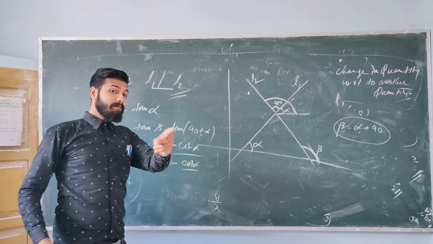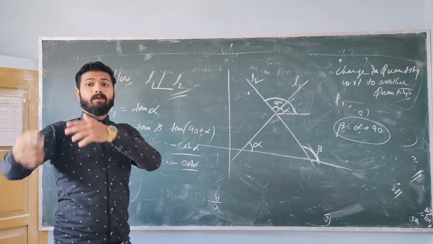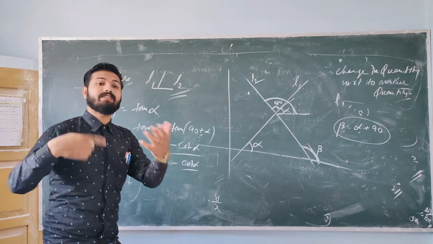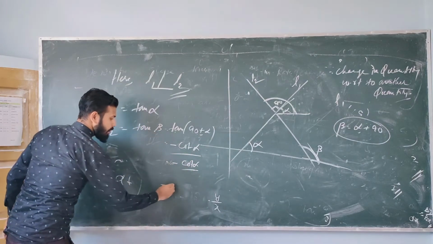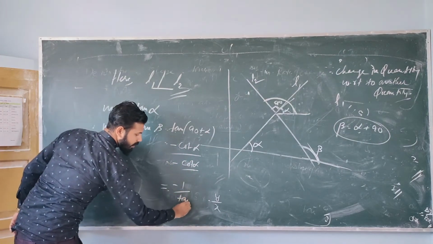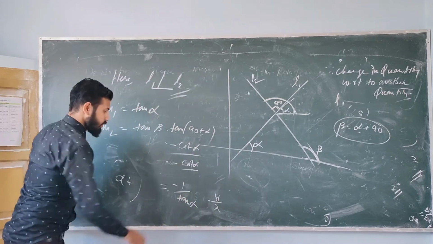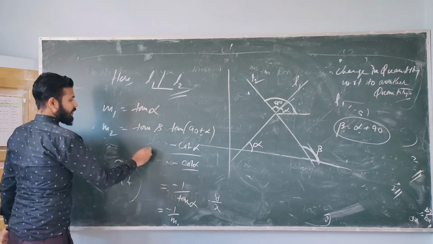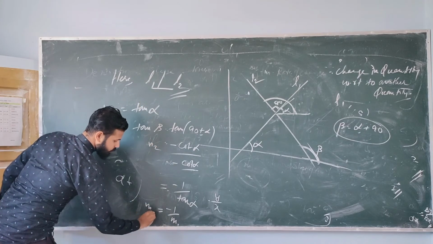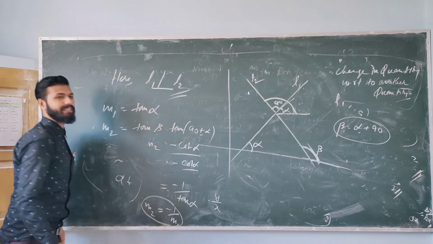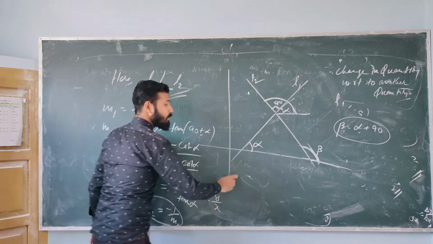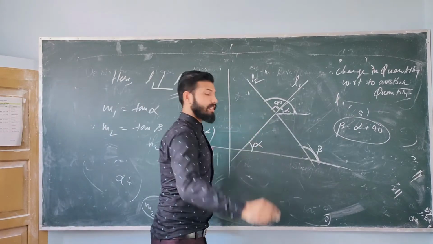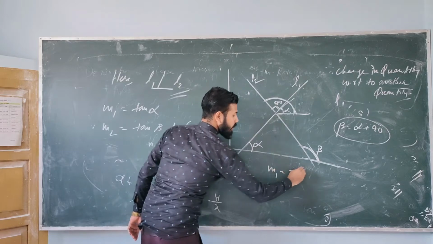Cot is the reciprocal of tan. Cot is the reciprocal, meaning the reciprocal of tan is cot, and the reciprocal of cot is tan. That means I can write here minus 1 by tan alpha. So minus 1 by tan alpha means minus 1 by m1. That means m2 equal to minus 1 by m1. I hope that's clear.